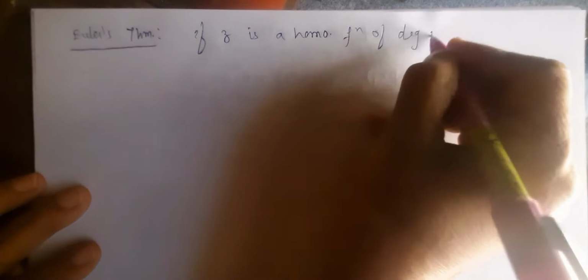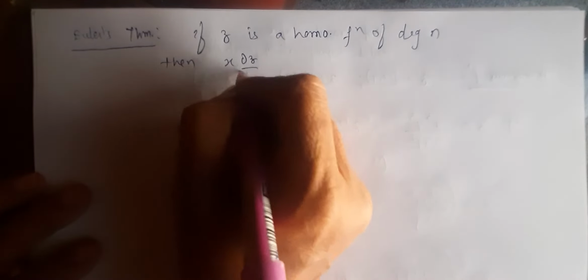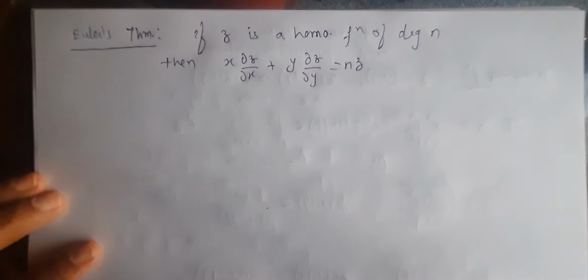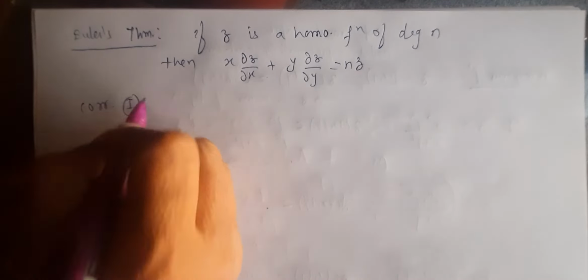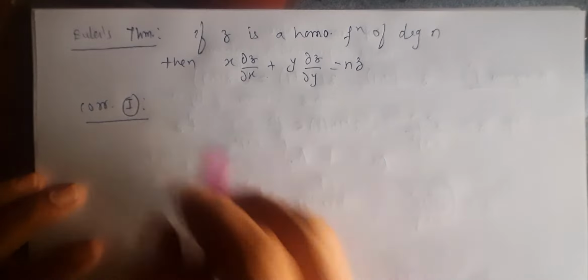This states that if z is a homogeneous function of degree n, what is the requirement? Z should be a homogeneous function. Then the expression x ∂z/∂x plus y ∂z/∂y is equal to n into z, and the corollary 1, let me write and I will explain both the things again.